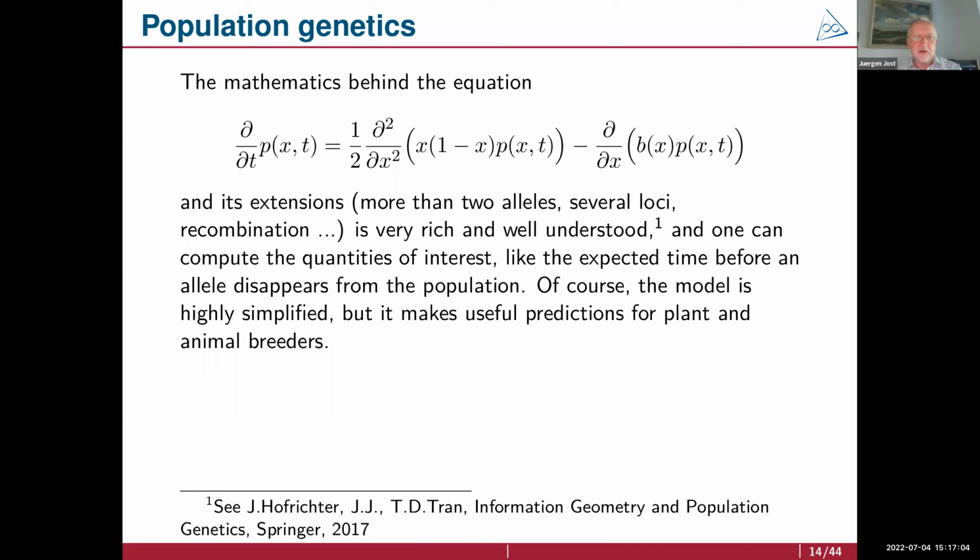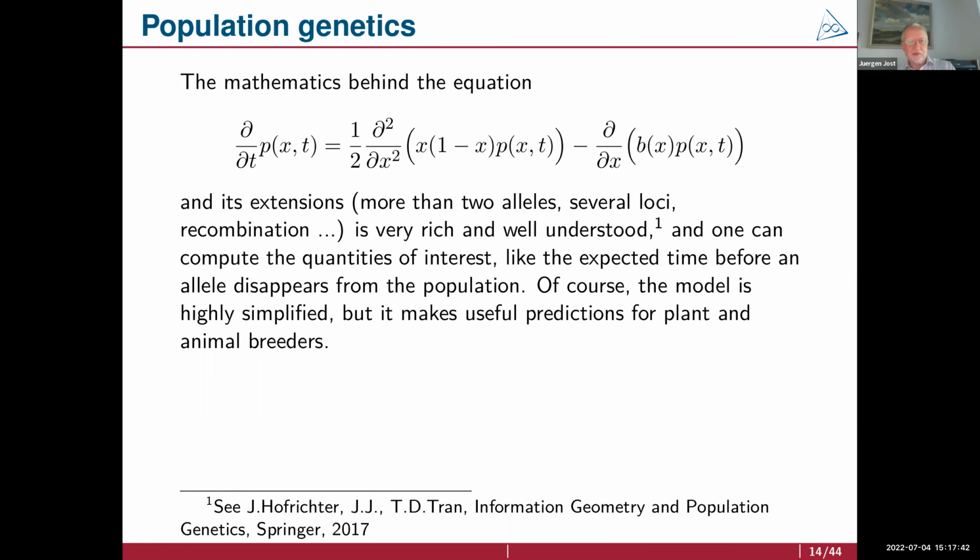And of course, you can and should extend it to more than two alleles, to several loci, to recombination. And from this equation and its generalization, you can compute essentially everything that interests you. For example, the expected time before one of the alleles disappears from the population. Because of these random effects, eventually, unless many mutations occur, only one allele will survive in the long term. And that we had already seen in the pictures there. In the end, you just had fewer colors represented in the population than individually.